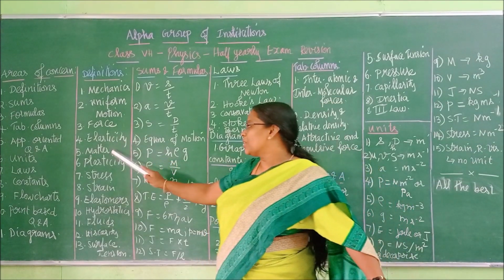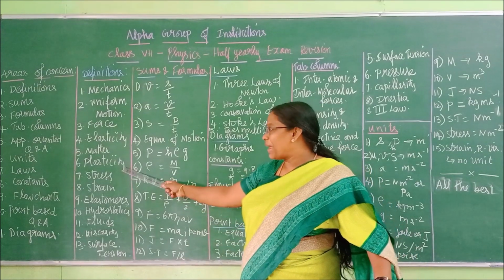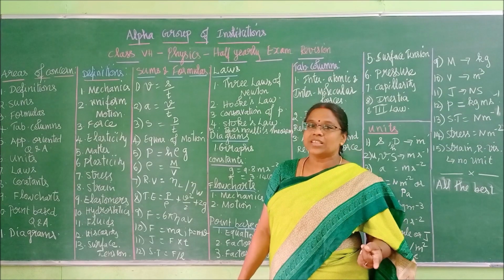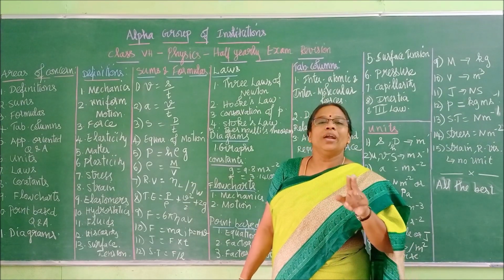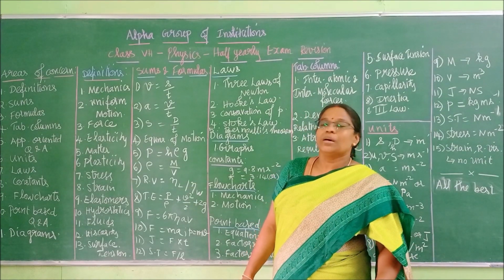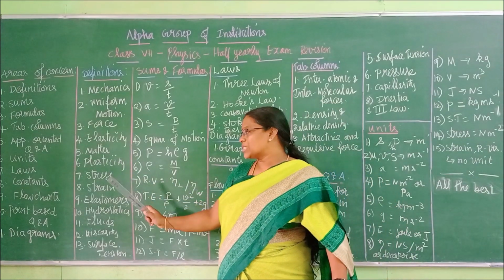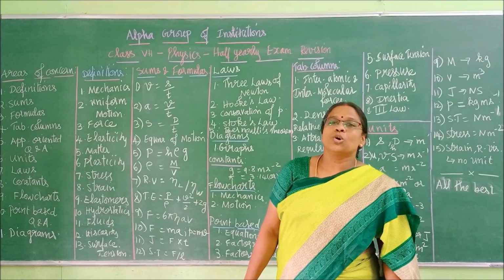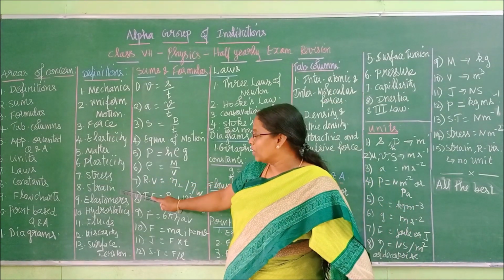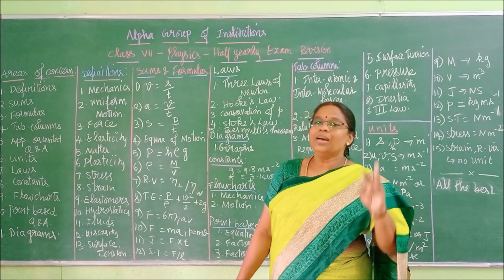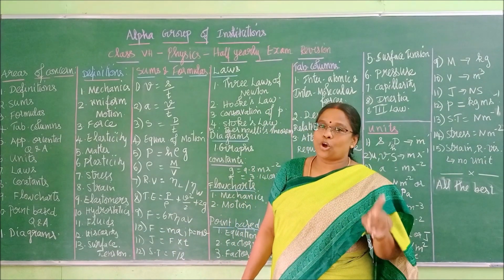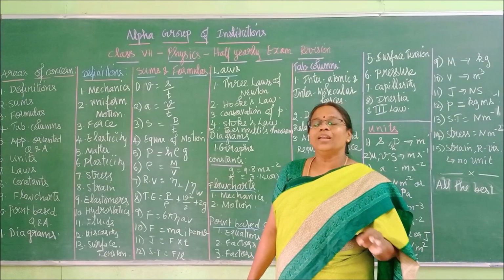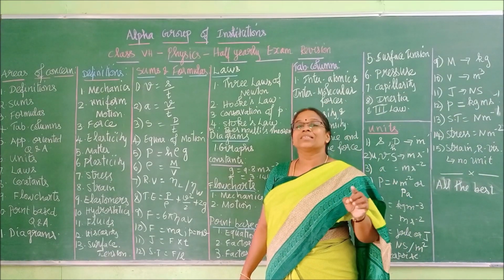Right? Next one is define matter. What is plasticity? Just the opposite of elasticity. If a body regains its shape, it means elasticity. If a body doesn't regain its shape, then it is plasticity. Then what is stress? It is force by area. Right? When this type of definition is asked, you have to write the formula along with the unit. Definition, formula and unit must be there.